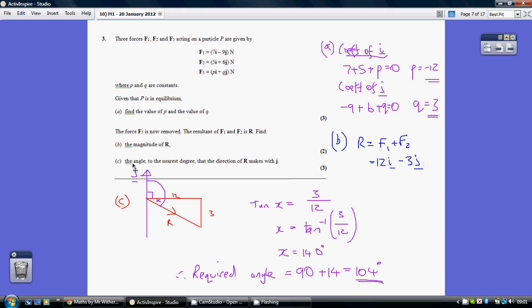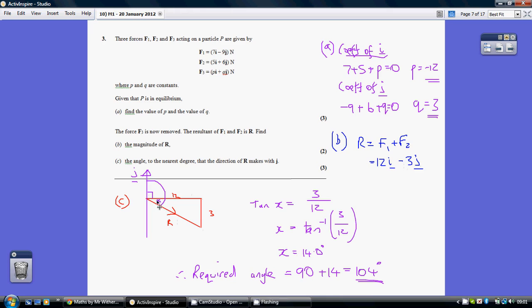Right, now part C, we're just being asked to work out the angle to the nearest degree that the direction of R makes with j. That's significant. So let's just think about R alone to start with. So that's 12 to the right and 3 down.